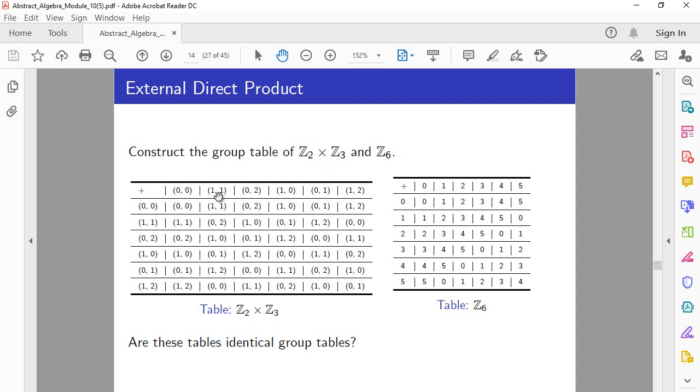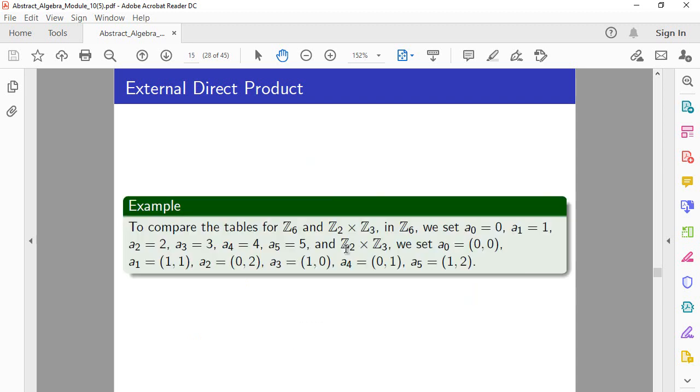So if I add 1, 1 twice, I'm going to get 0, 2. If I add 1, 1 3 times, I'm going to get 1, 0. If I add 1, 1 4 times, I'm going to get 0, 1. If I add 1, 1 5 times, I'm going to get 1, 2. So 1, 1 is a generator for this group, and 1 is the generator for this group. So both of them are actually cyclic, and they both have order 6, so they must be identical.